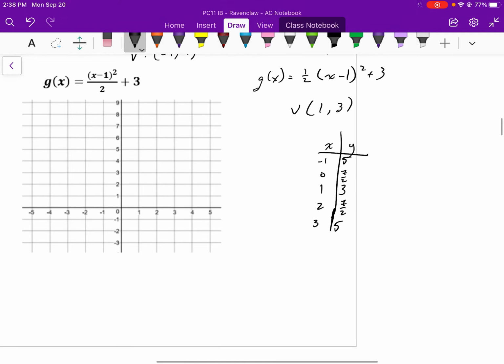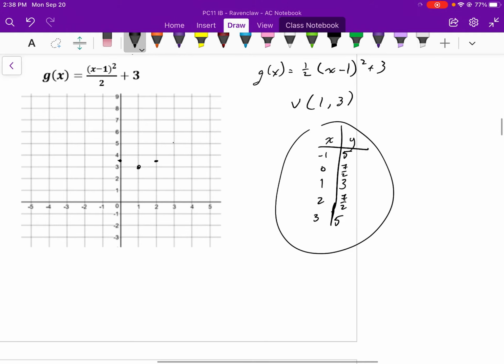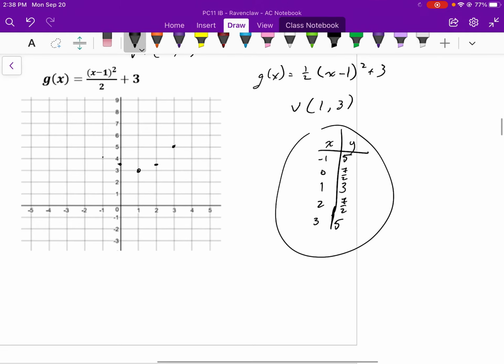So again, I'm just going to show you one. So that is my table of values. So I have 1, 3, 0, 7/2, 2, 7/2. Now 7/2 is really 3.5. And 3, 5, and -1, 5. Ooh, incorrect, -1, 5. Now, I'm going about this very oddly, but I'm actually using the axis of symmetry, something that we're about to learn. There, that's what this parabola looks like. That looks like a good parabola.